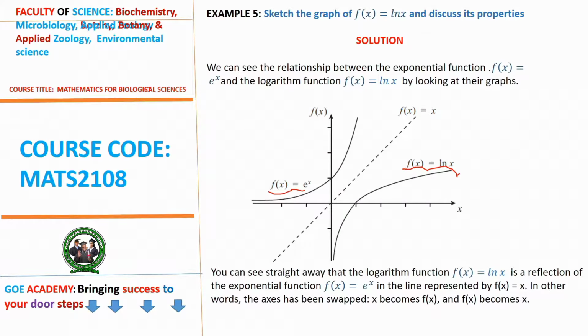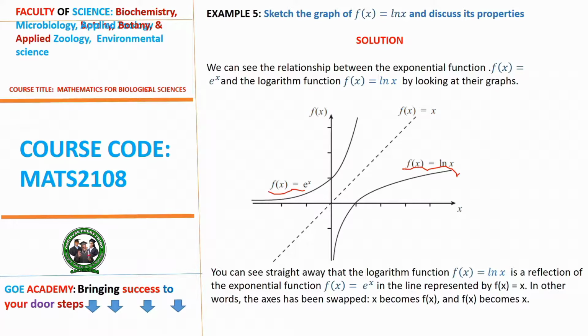So you can see straight away that the logarithmic function f of x equals ln x is just a reflection of the exponential function f of x equals e raised to the power x. In the line represented by what? f of x equals x. At this line where you have broken lines, this line means that y equals x, or f of x equals x.